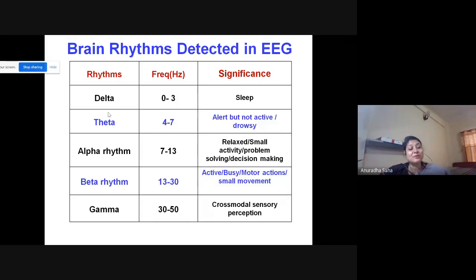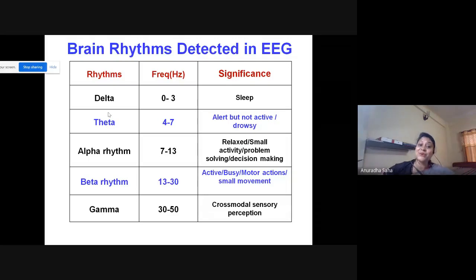Now the last rhythm, which has a frequency range above 30 hertz, is called the gamma rhythm. There, some kind of super complex cognitive task is being performed. That means more than two complex cognitive tasks need to be performed simultaneously, then the gamma rhythms can be generated, or you can say it's the cross-modal sensory perception. That means you can have the involvement of two or more stimuli, two or more sensory organs, and then obviously a very complex and high level cognitive task is going to be performed, and then this gamma rhythm comes into the picture.